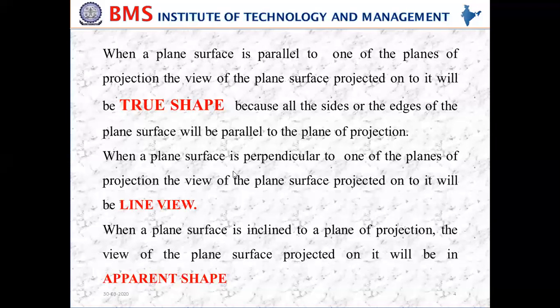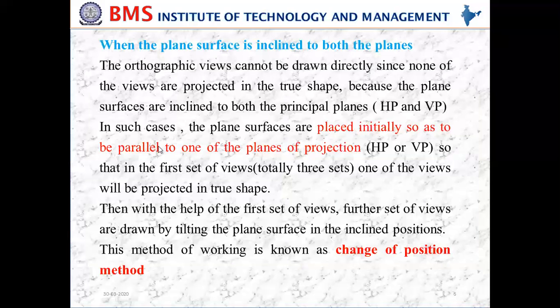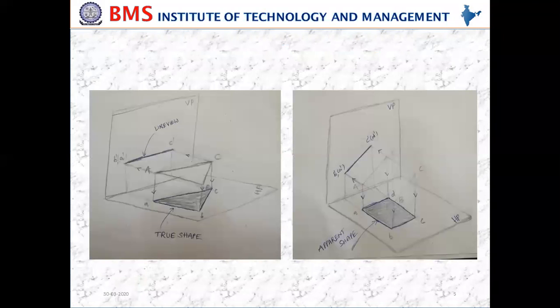In the second statement, when a plane surface is perpendicular to one of the planes of projection, the view of the plane surface is going to be, see here, this triangular lamina, if I take this perpendicular to this vertical plane. The lamina is perpendicular to the vertical plane. So that is why the view which I am going to obtain is a line view.